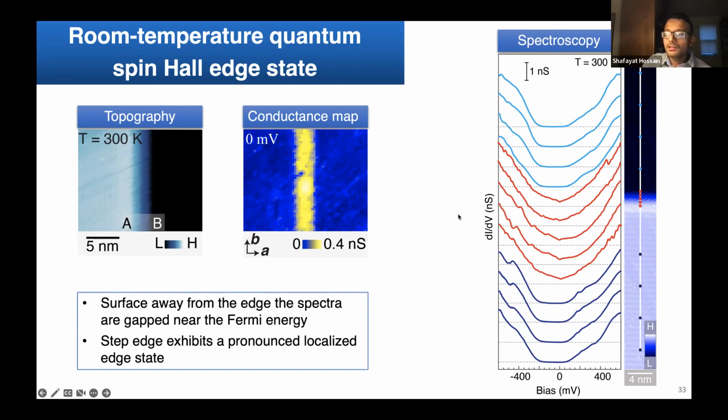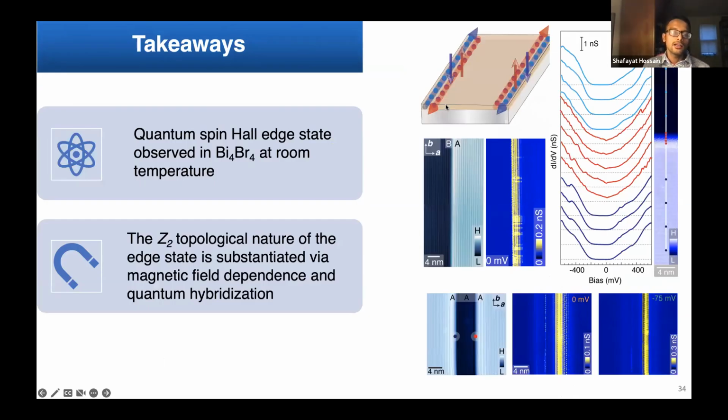So it gives us confidence that, yeah, we see a room temperature quantum spin Hall edge state. And so the key takeaway would be there is a quantum spin Hall edge state at room temperature and at the Fermi level, and we can substantiate its Z2 topological nature with the magnetic field dependence and the quantum hybridization.